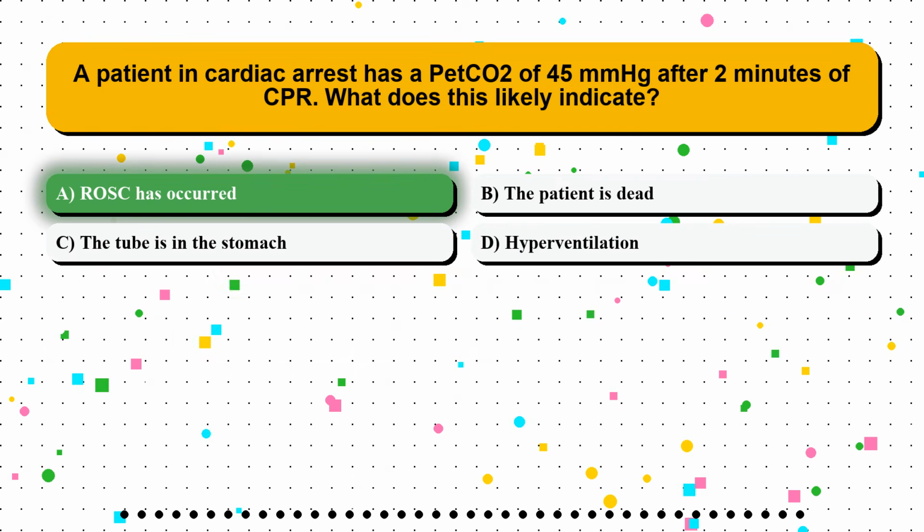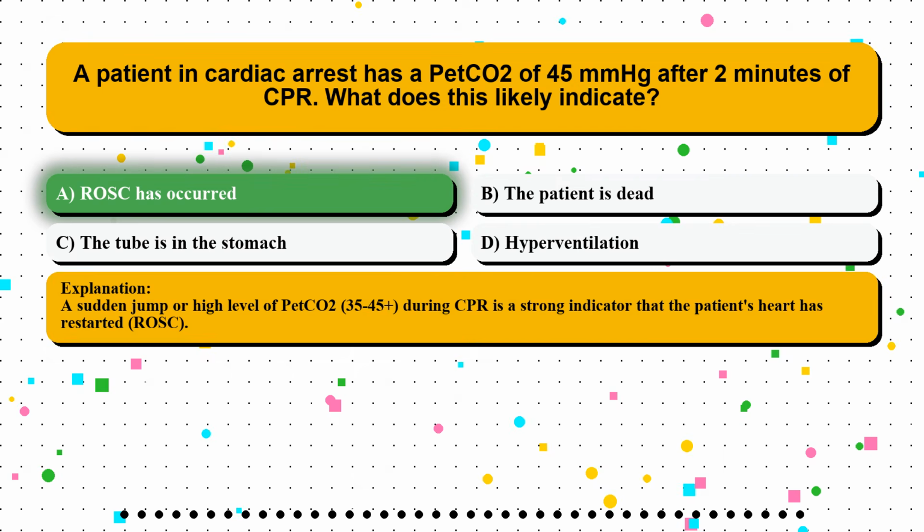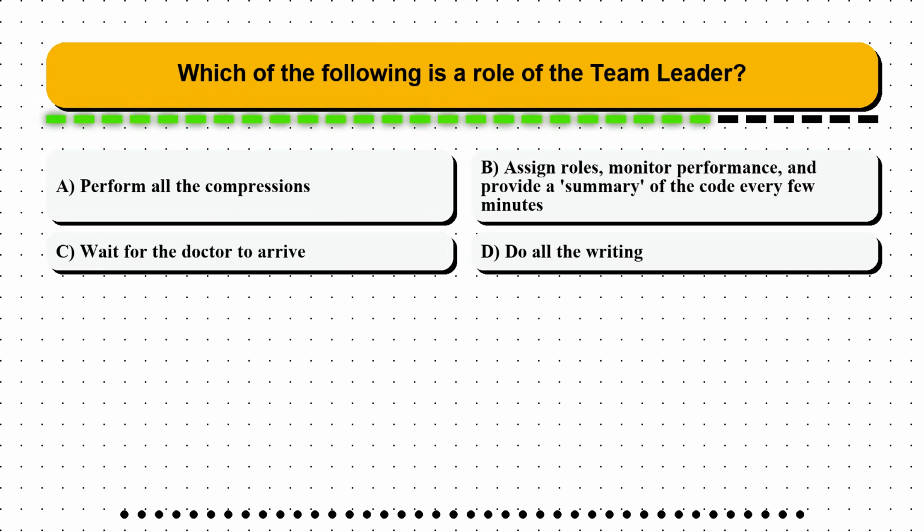The correct answer is option A, ROSC has occurred. A sudden jump or high level of PECO2, 35-45+, during CPR is a strong indicator that the patient's heart has restarted, ROSC.